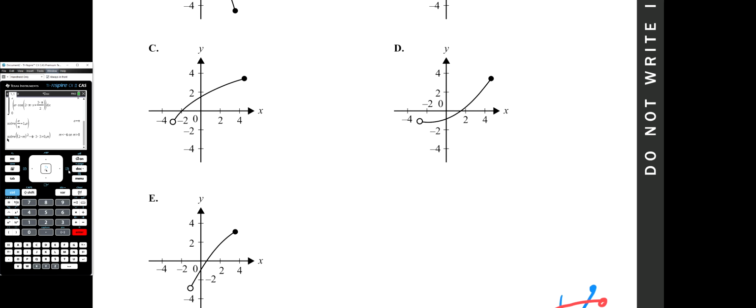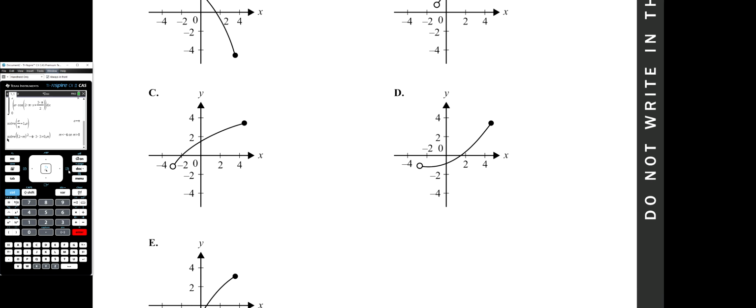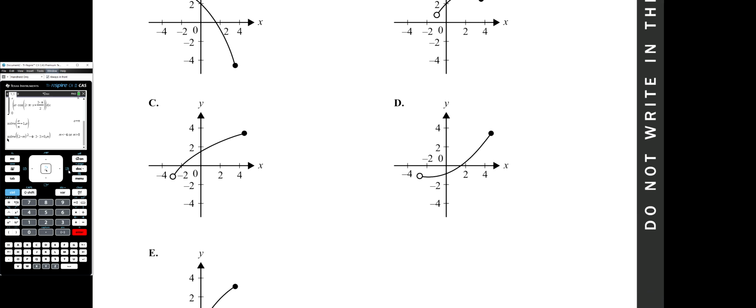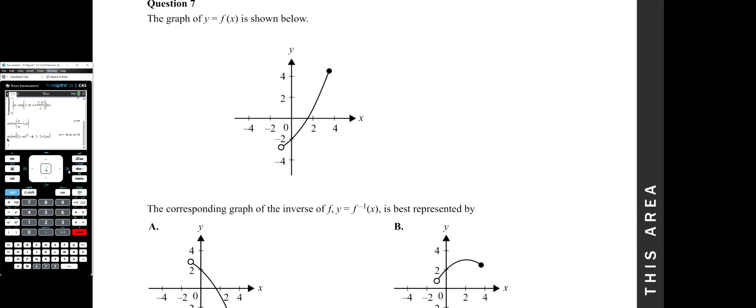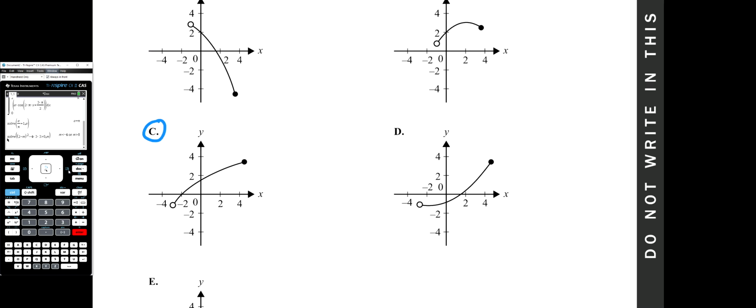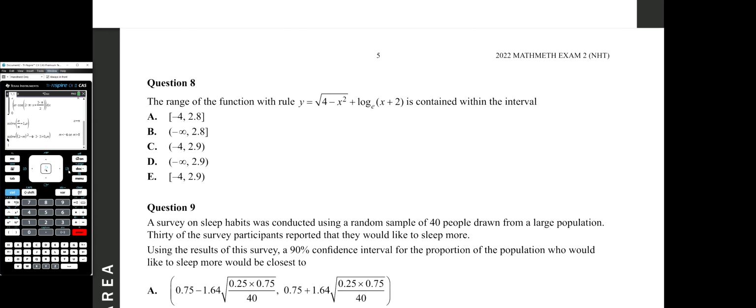So, which of these graphs appear as shown? That would be option C. There you go. So that is the inverse. The alternative way to do it is simply take your original and basically draw the line y equals x as shown, and simply reflect your graph in that line. Right, moving on to question number 8.